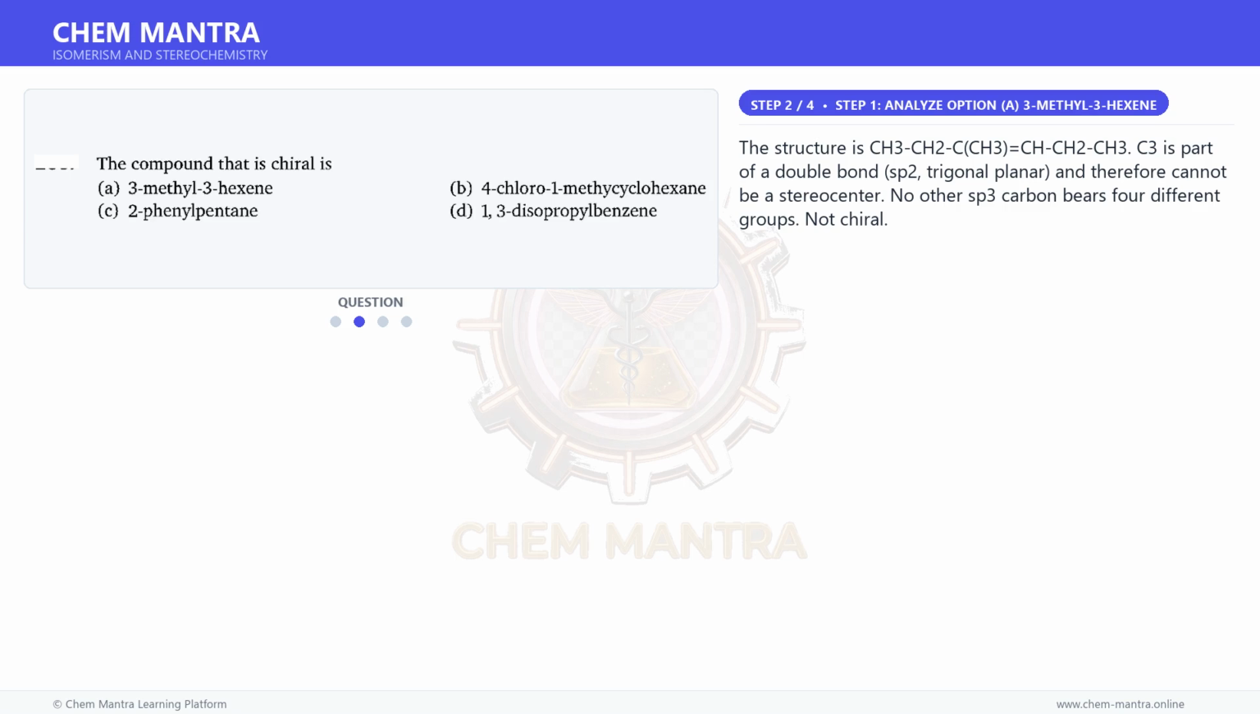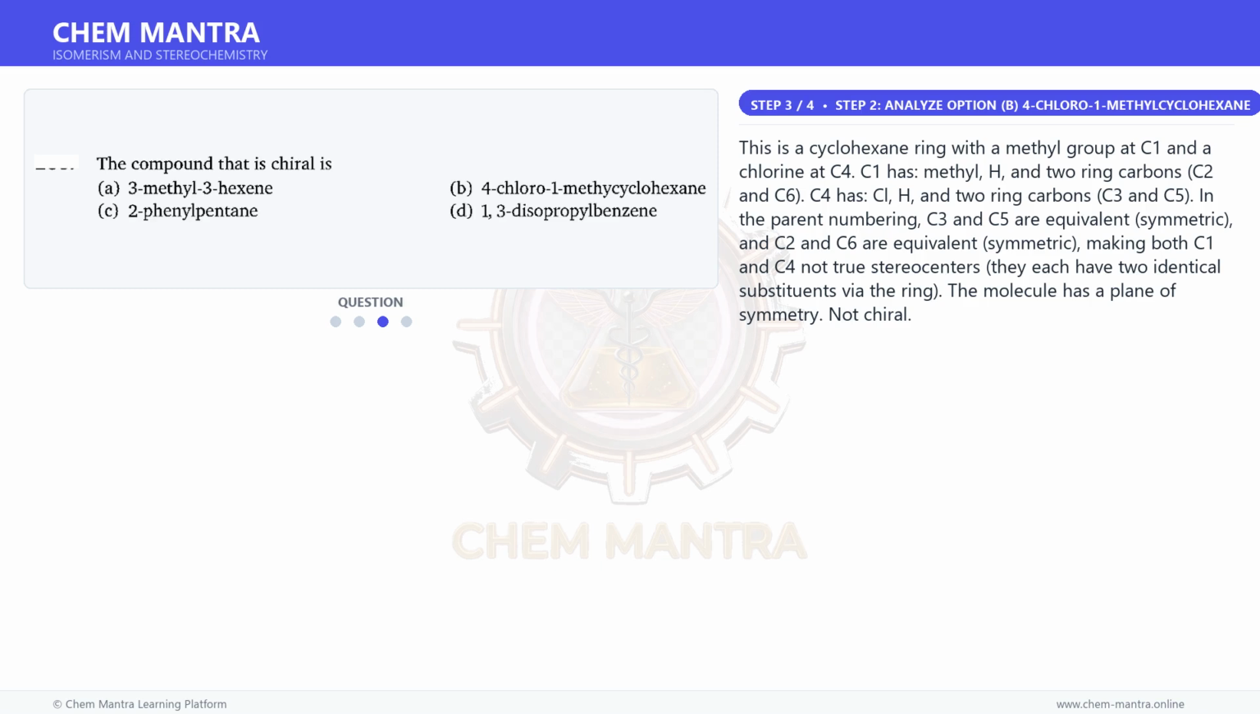The structure is CH3CH2CH3=CHCH2CH3. C3 is part of a double bond, sp2, trigonal planar, and therefore cannot be a stereocenter. No other sp3 carbon bears 4 different groups. Not chiral. Moving on to the next step.